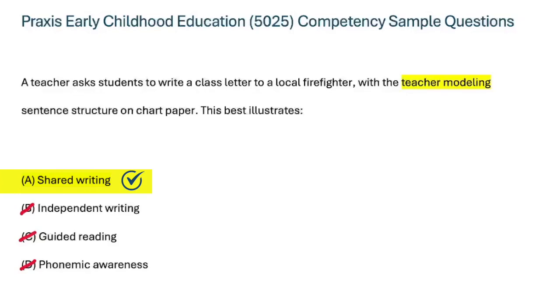Shared writing is a teacher-led activity where the teacher models writing skills while composing text based on the student's input. Modeling sentence structure on chart paper is a hallmark of this approach. Remember when studying to review the components of a balanced literacy program and how shared writing supports emergent writers.